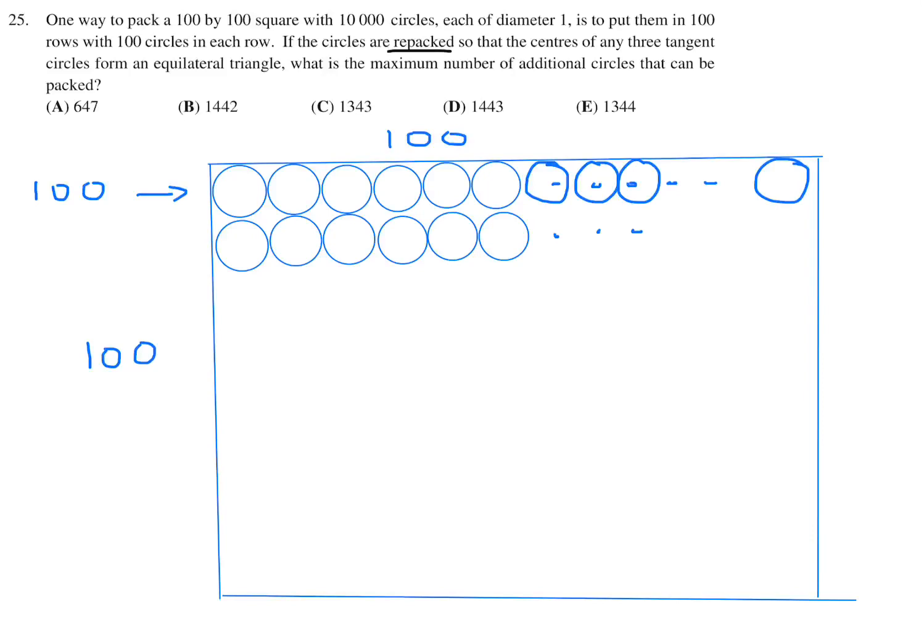And similarly, each column will have 100, right? Because there's 100 like that. Okay, so that is how they're packing it, and they've told us that each is diameter 1. So the length from here to here is 1. So then, since the full height of this package is 100, there'll be 100 rows. And each of the 100 rows has 100 circles. All right? So now let's look at how they're repacking it.